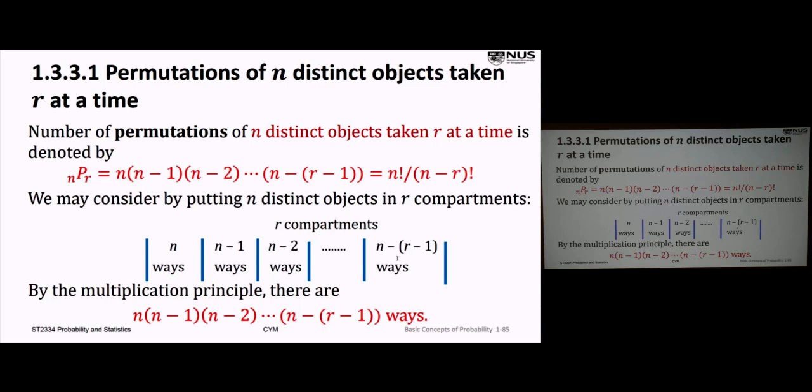And for my rth choice, sorry, this is my rth choice. This is 1, this is 2, dot dot dot, this is my rth choice. I have n minus r plus 1 possible outcomes. So that's basically the number of possible ways of permutation of choosing r from n. And it so happens that this product, n times n minus 1 times dot dot dot times n minus r plus 1, is exactly equal to n factorial over n minus r factorial.